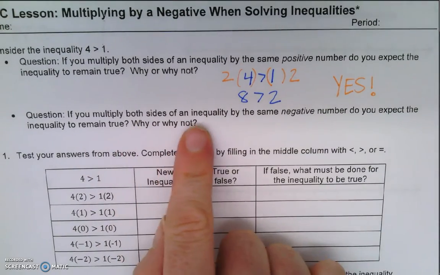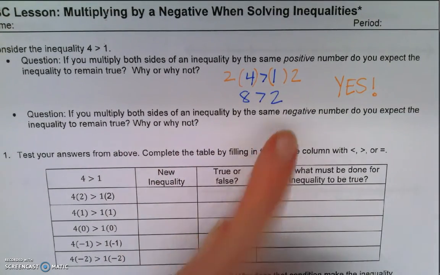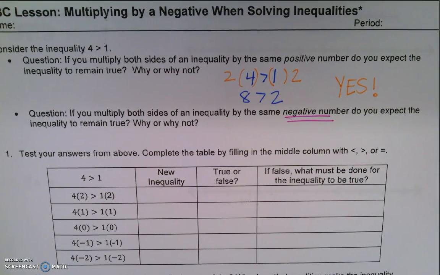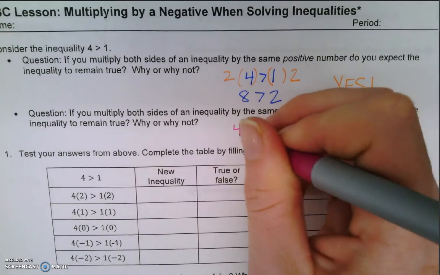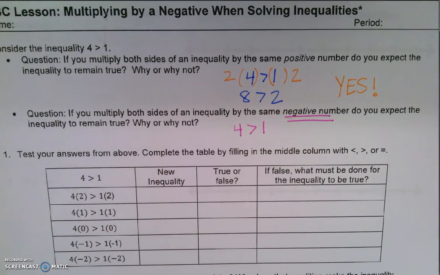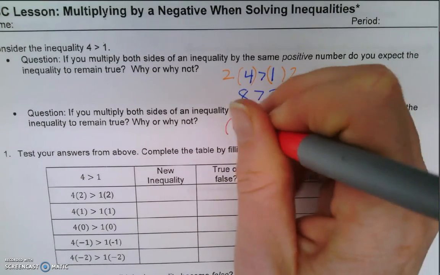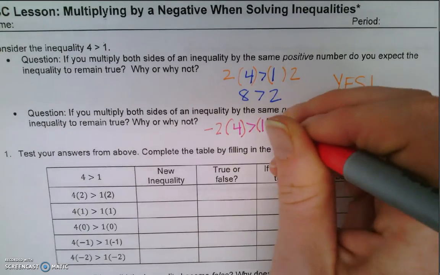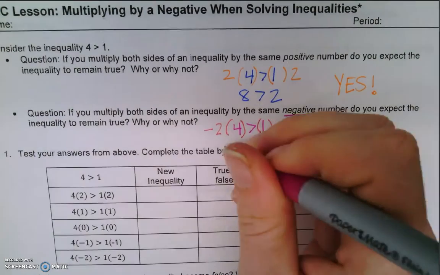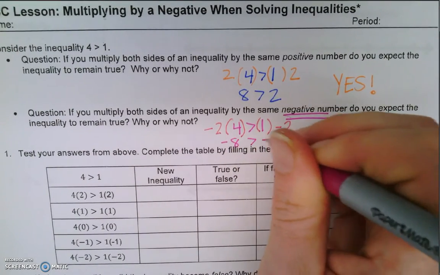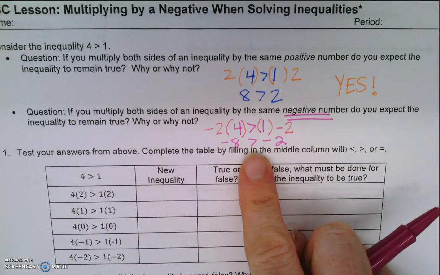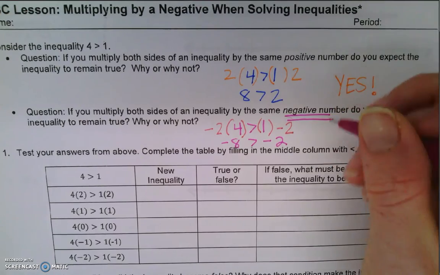However, if we're going to multiply both sides of an inequality by the same negative number, do you think we'll get the same result? Well, let's take a look. Again, if we have 4 is greater than 1, let's multiply both sides by negative 2. Please write this down on your paper as well. I end up with a statement that negative 8 is greater than negative 2. Is this a true or a false statement? That's a false statement.